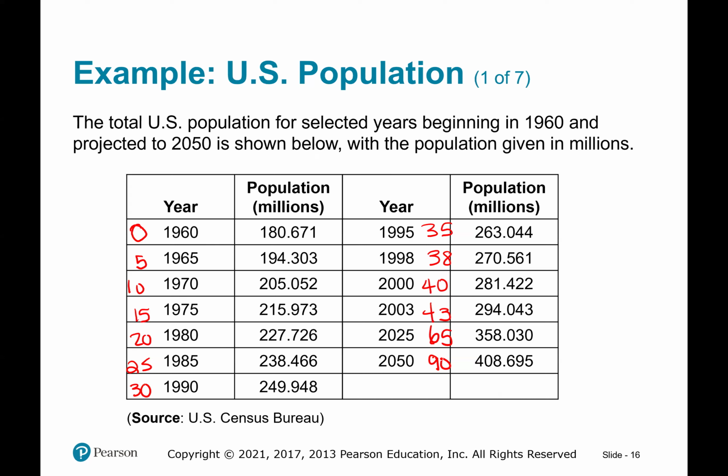Okay, so I want you to put in one list the aligned year, 0, 5, 10, 15, etc. And then in another list, I want you to put the population in millions. I'll give you a minute to do that.